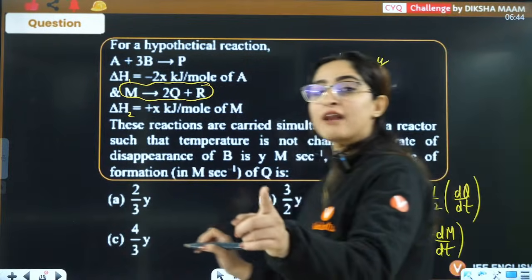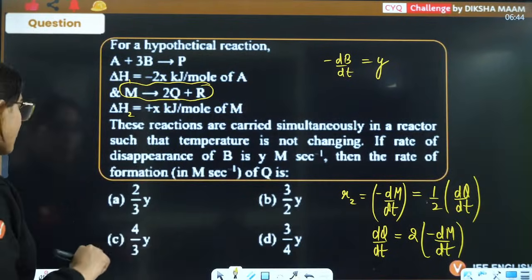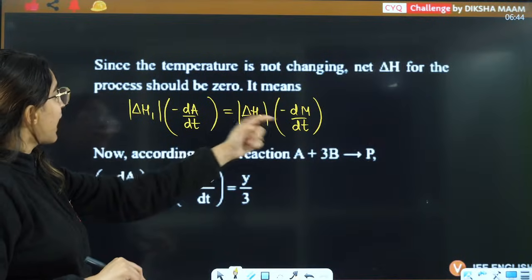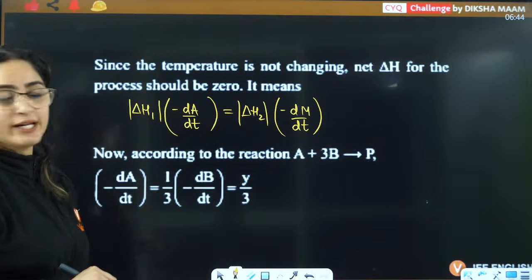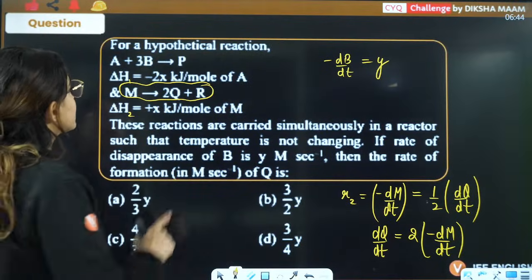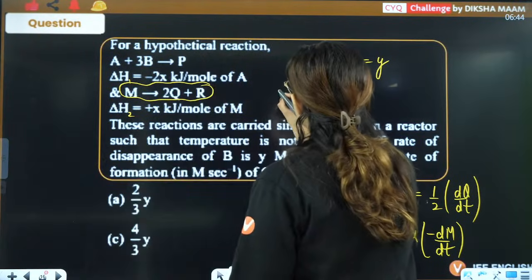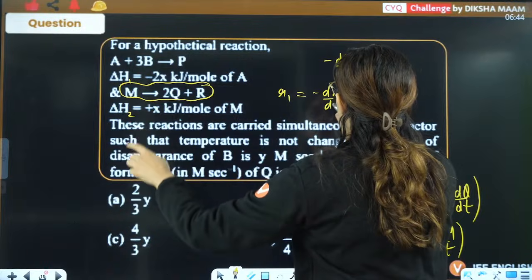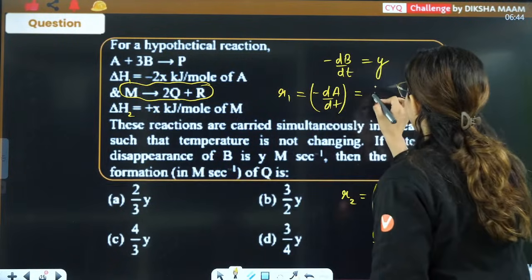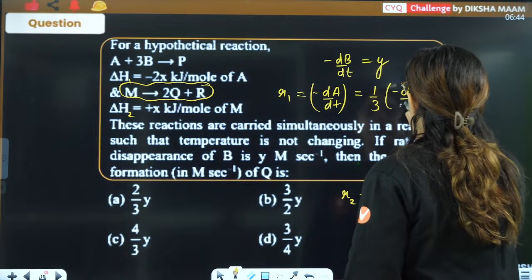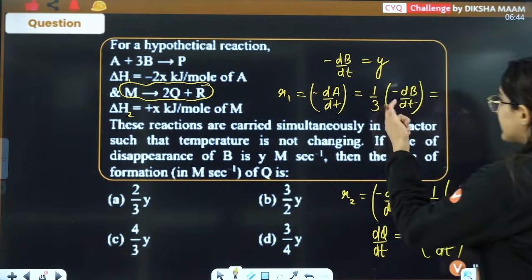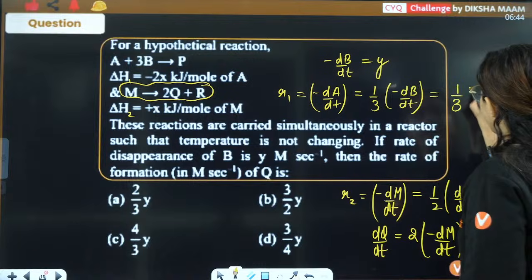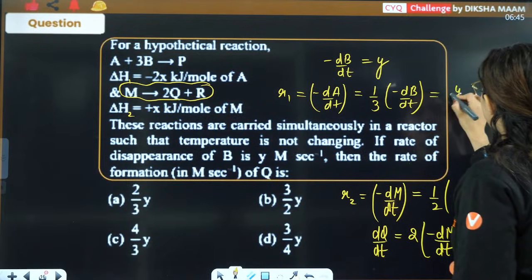Now you just have to calculate the value of dM by dt. Acha, remember one thing. dM by dt is given here. But that you can calculate if you know the value of minus dA by dt. So now I'll calculate the value of minus dA by dt from here. Remember that rate of 1 is equals to, this is minus dA by dt, that is equals to, this is 1 by 3 minus dB by dt. Acha, now tell me one thing. What is minus dB by dt? This is given in the question, that is y. So this is 1 by 3 y, isn't it? So you can write this, this is nothing but y by 3.